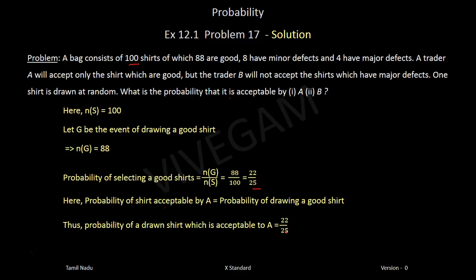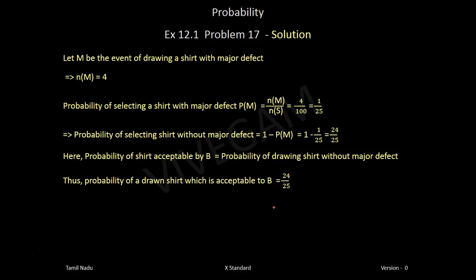You getting it? So what I mean to say is A accepts only good shirts. And we know the probability of selecting a good shirt is 22 by 25. So the probability that a shirt drawn is acceptable to A means the probability of drawing a good shirt, because A accepts only good shirts. So that is how this problem needs to be worked out. Let's come to the second part.